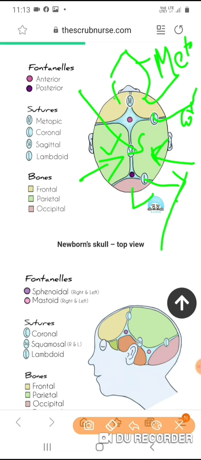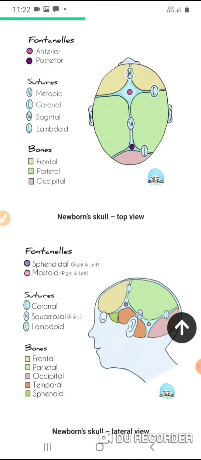apart from the study of suture, what is the significance of suture? The ossification time of each suture is different, and we will study further here about the ossification of suture and age related ossification of the suture points. We are discussing about the lateral view of skull.